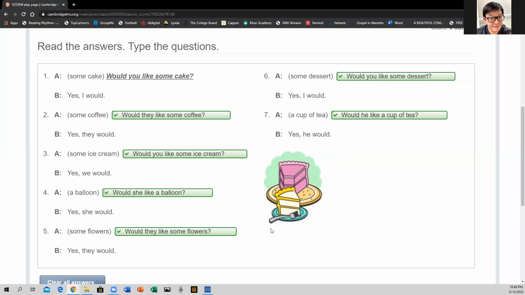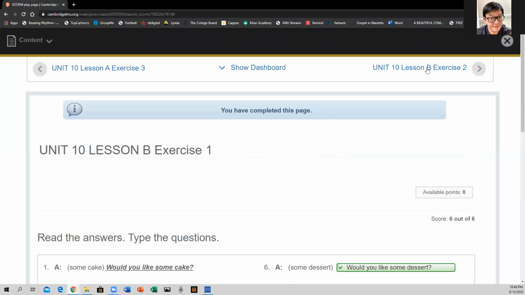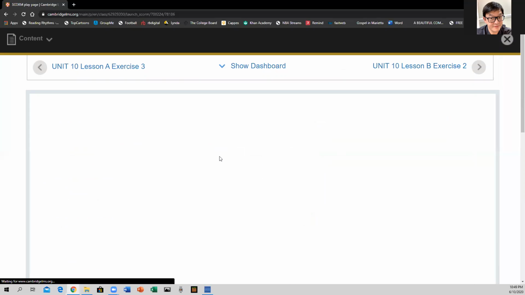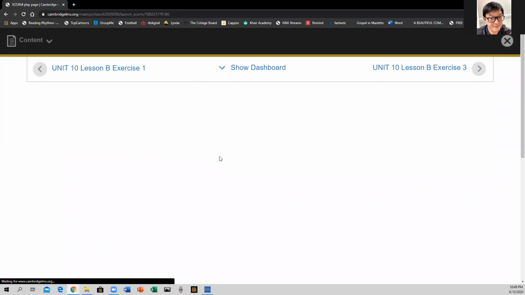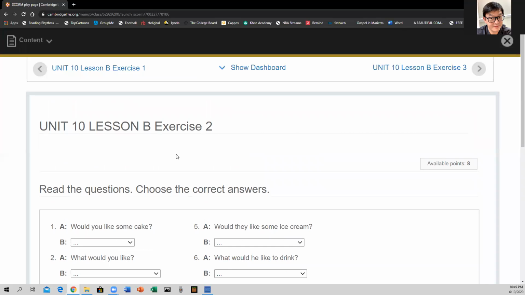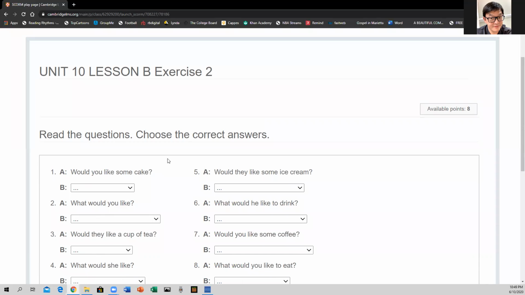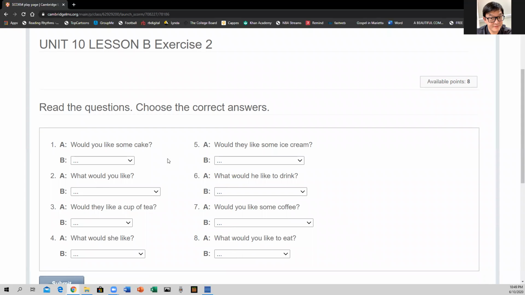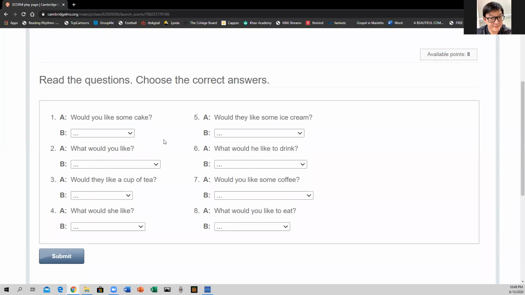Now let's go to exercise two. Let's see what the exercise is asking us now. So it still is a simple exercise. Now you have to circle the correct answer. In my case, I have to choose. It still is just to see if you understand how to answer these questions here in English. So let's go to number one.